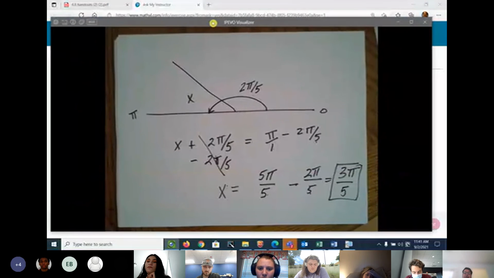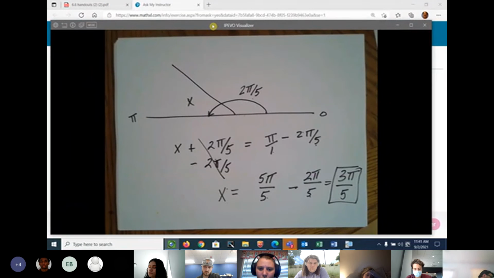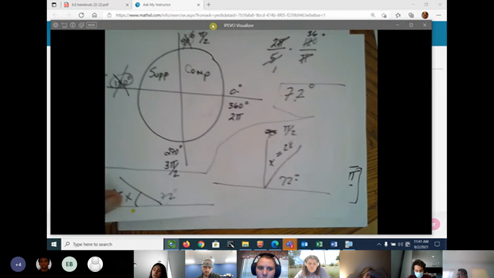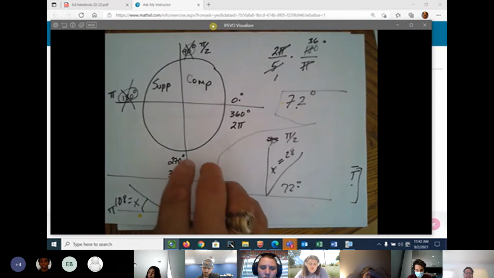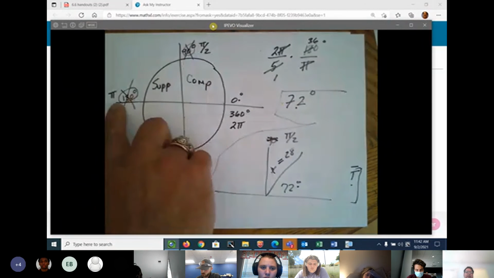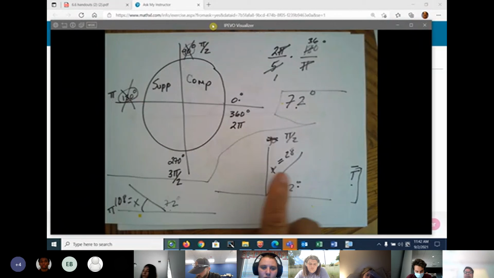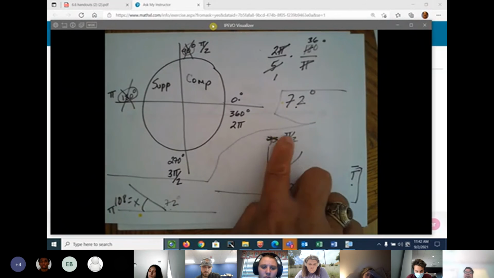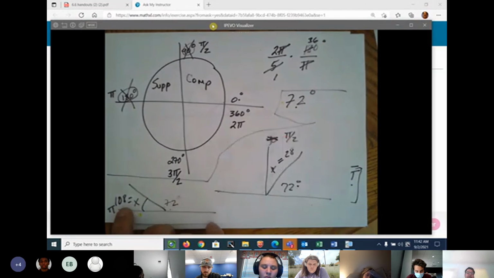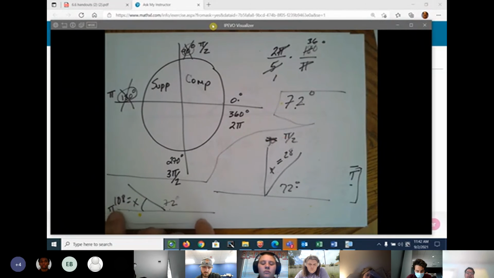And hopefully showing you this kind of got you, you know, that's pi over 2 and that's pi. So you do it the same way, you just change 90 into pi over 2 and you change 180 into pi.